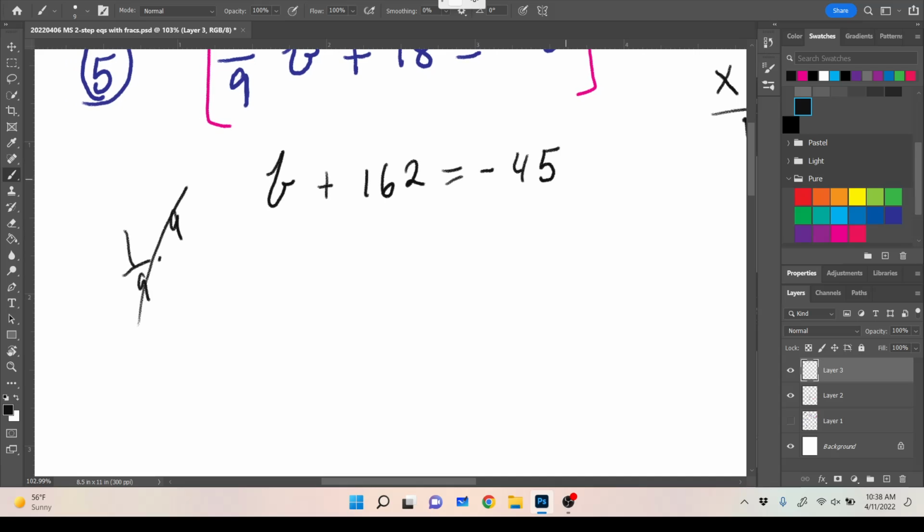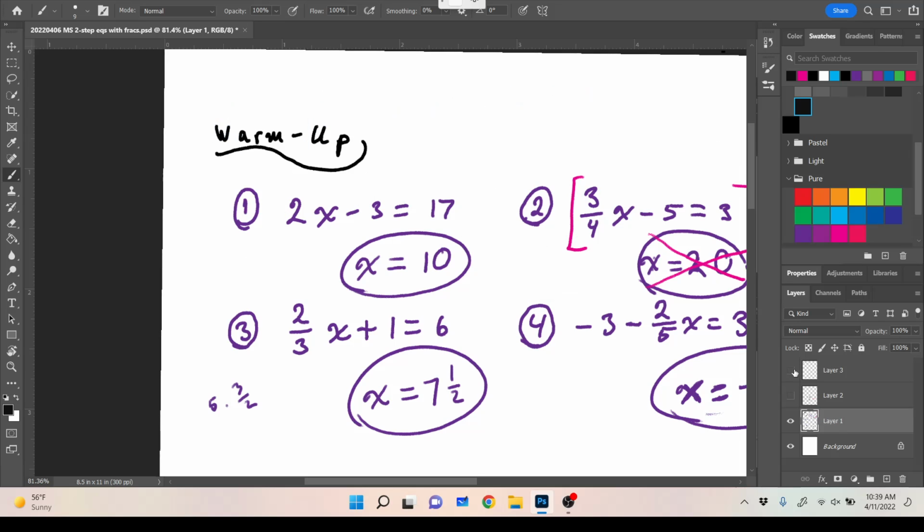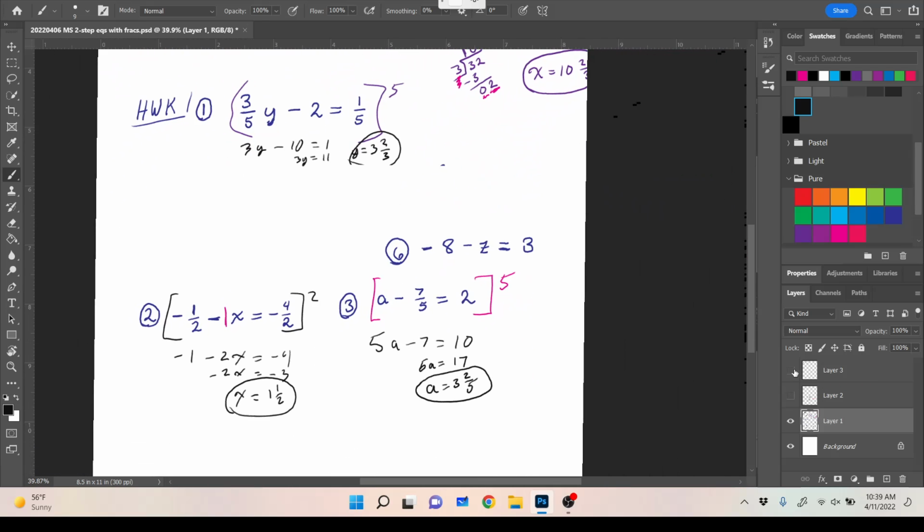Okay, so when we subtract by 162, we end up with b equals negative 207. Any other questions on this problem? You forgot to write the negative. And we got one more, right? Don't forget to write the negative.